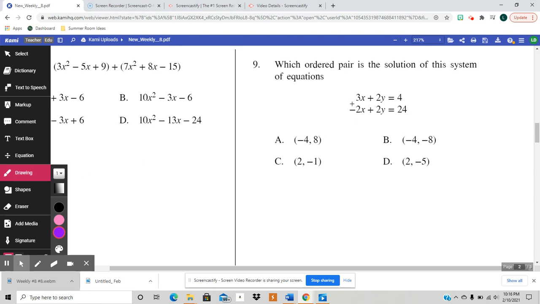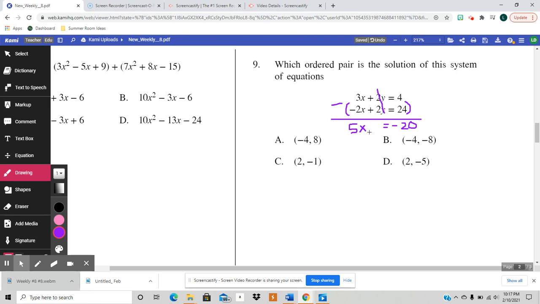So what we want to do is subtract the entire second equation from the entire first equation, because 2y minus 2y cancels, and if I subtract everything else, I'll be left with an equivalent equation. So I'm going to do 3 minus negative 2, so 3x minus negative 2x. And 3 minus negative 2 is 5x. I'll bring down my equal sign. And then 4 minus 24 is negative 20.